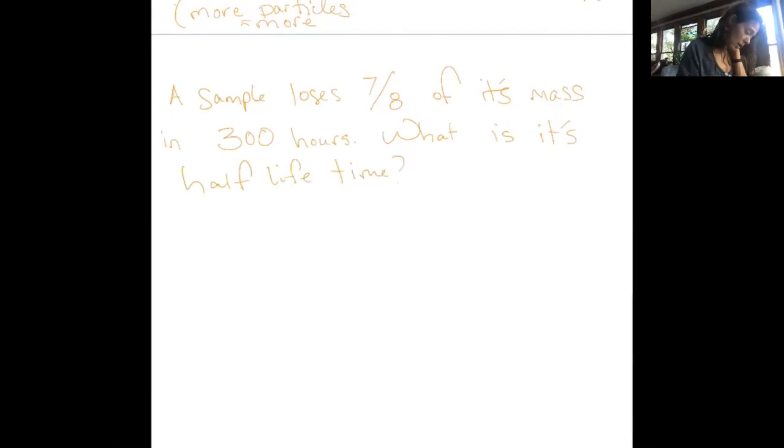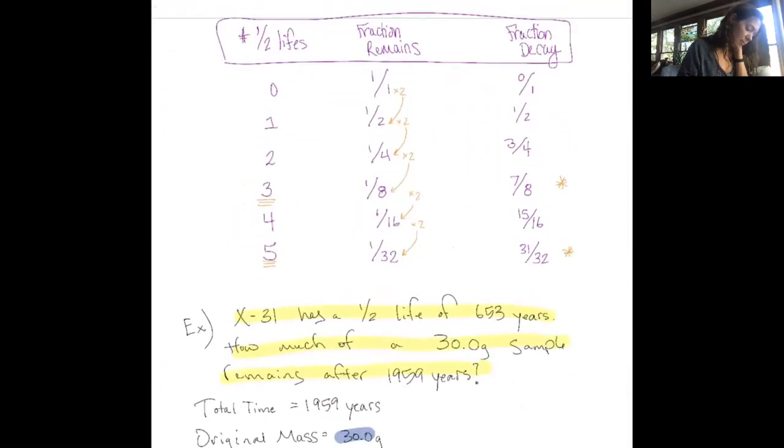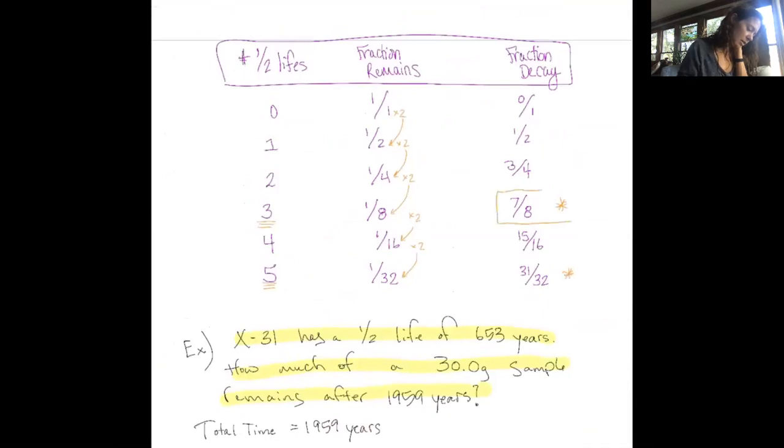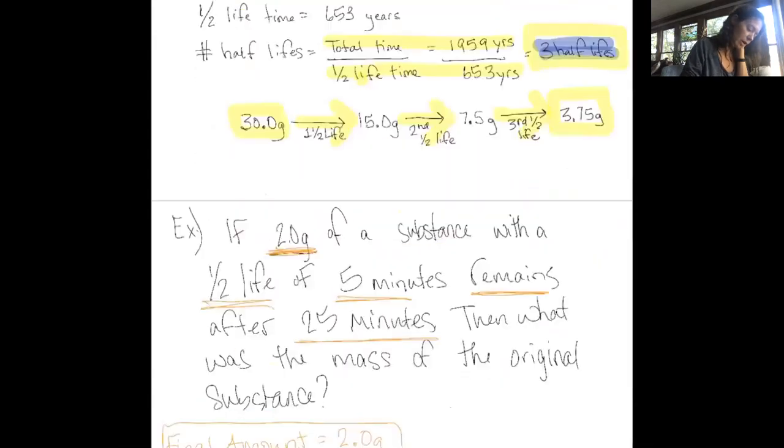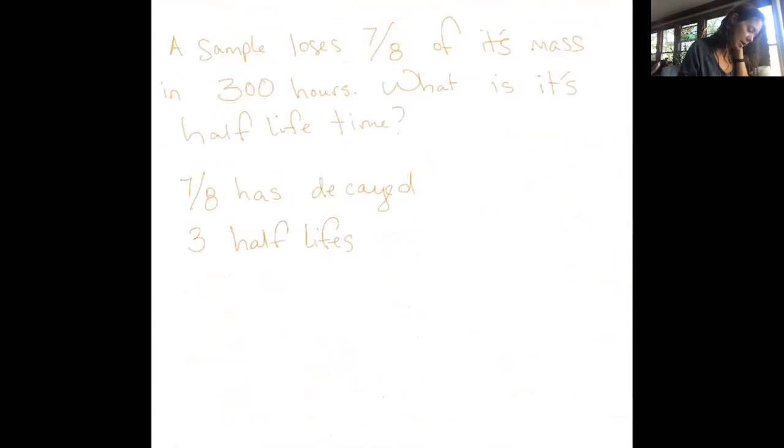Okay, so what that means is the sample loses 7/8 of its mass. So 7/8 has decayed. Well, let's look up, guys. Let's look up where we have that chart. Okay, if 7/8 has decayed, right, then we have had 3 half-lives. So I know that there have been 3 half-lives because 7/8 has decayed. I know that the total time is equal to 300 hours.